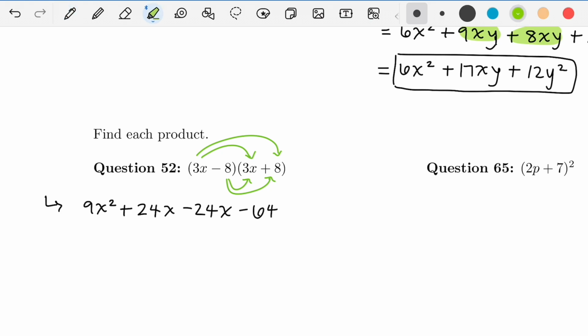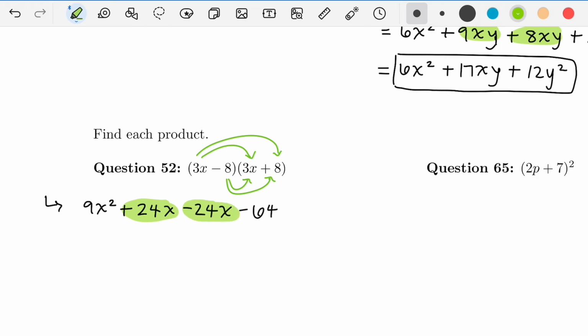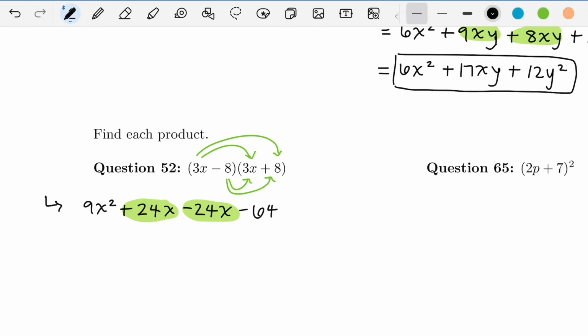So now we can combine like terms. We have a positive 24x and a minus 24x. So that's why this is a special case here, because these guys are actually going to cancel out. And we're going to be left with just 9x squared minus 64.